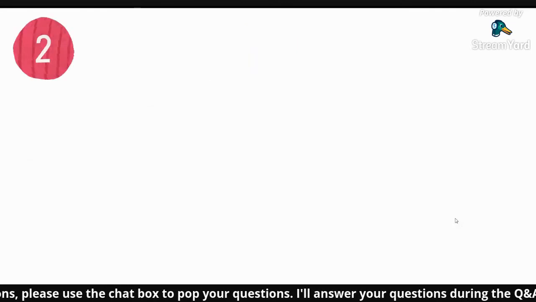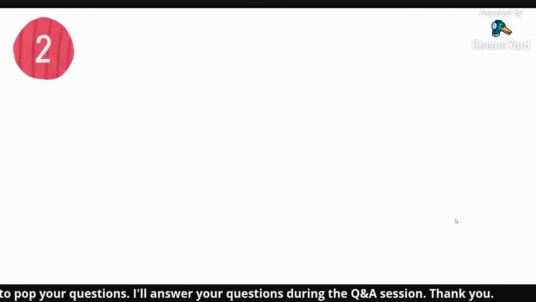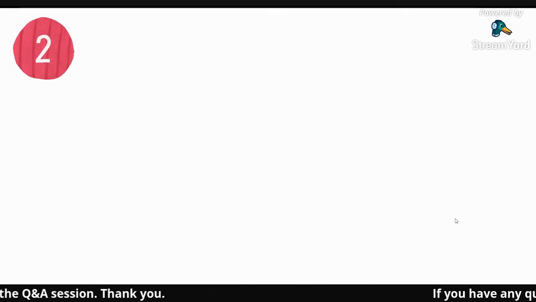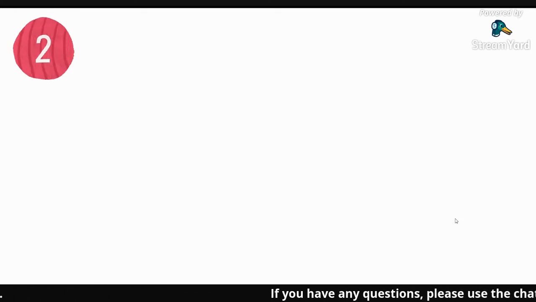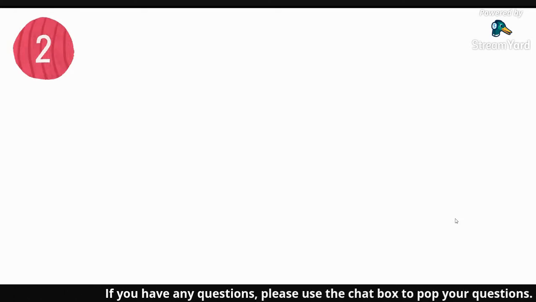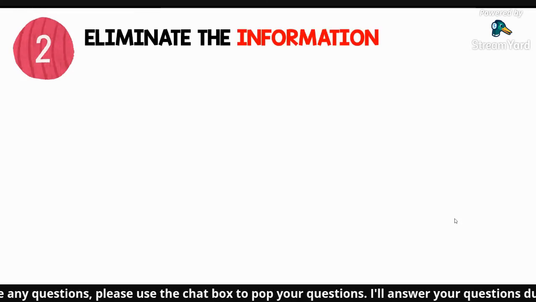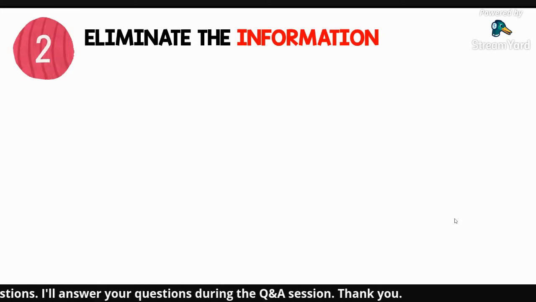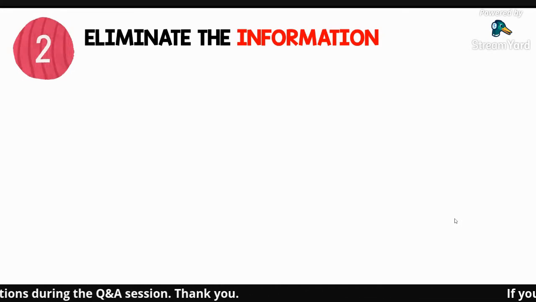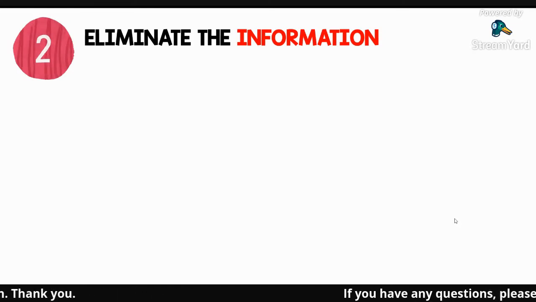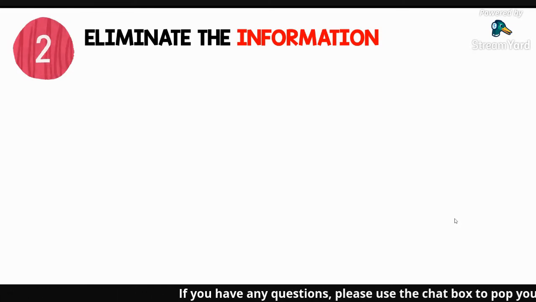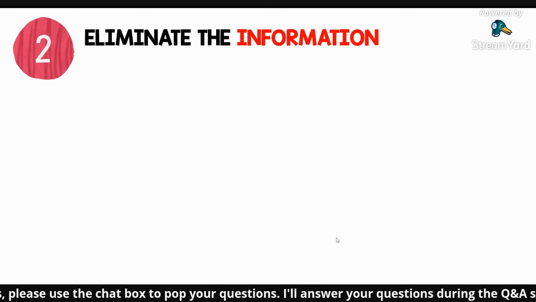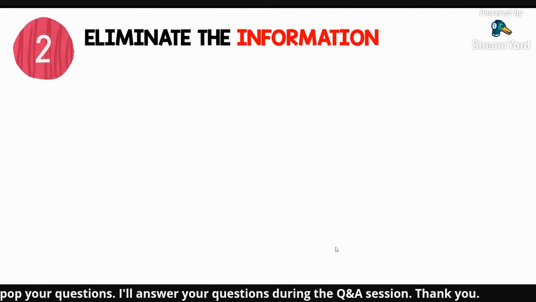The next one will be step two. What is step two? Can anybody tell me? Step one is read. What about step two? Yes, step two is eliminate. So we are going to eliminate. What is the meaning of eliminate? Can anybody tell me? Yes, it means to cut out, to strike out. That means you remove the information. What information are you going to remove? You're going to remove the information that is already there.